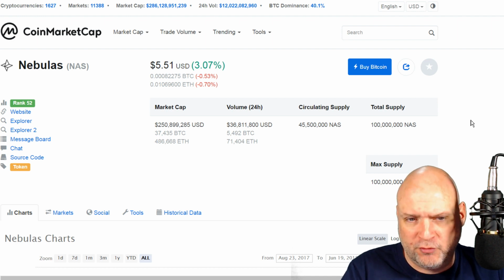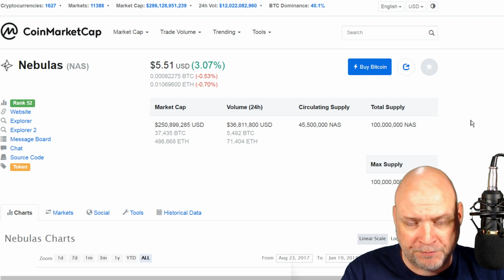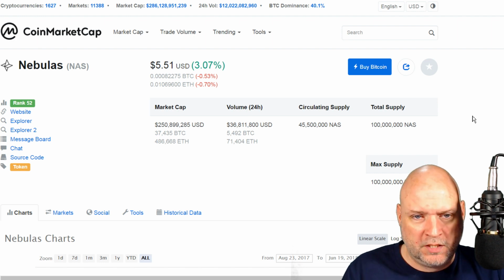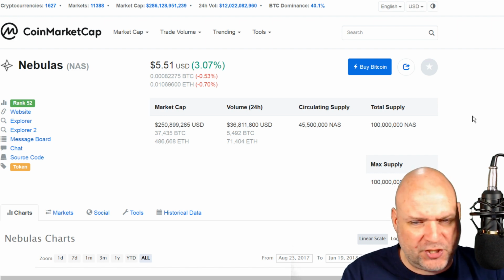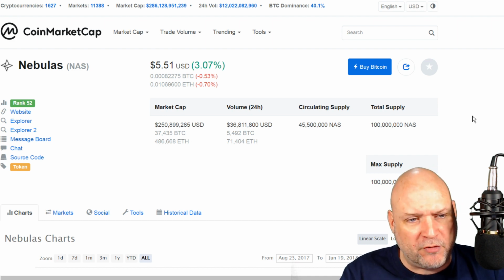Now, from what I do know of it, it just launched their mainnet, so it was an ERC20 Ethereum placeholder token, but now it's actually moved over on its own mainnet with its own wallet. So they're having a developer competition, if you like, at the moment, and they are offering prizes in Nebulous tokens for those developers that can provide solutions and build on top of the platform. So check them out on the website.